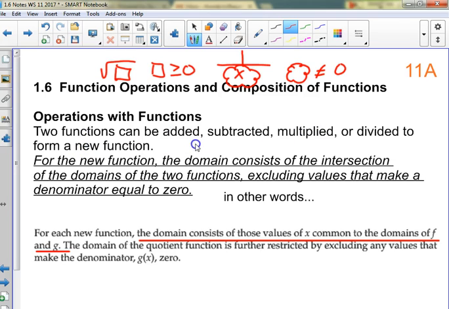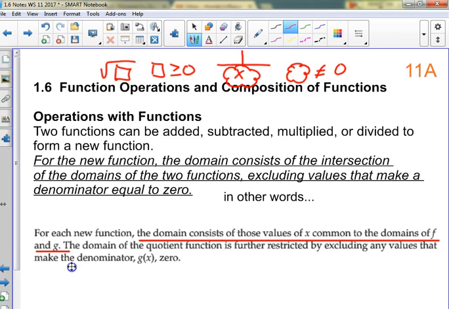When we do operations with functions, two separate functions, like an f of x and a g of x, can be added, subtracted, multiplied, or divided to form a new function. For the new function, the domain consists of the intersection of the domains of the two functions, excluding values that make the denominator equal to 0. In other words, the domain is all those values of x common to the domains of the first two functions. So if they were both all real numbers, the new one's all real numbers unless there's a denominator.